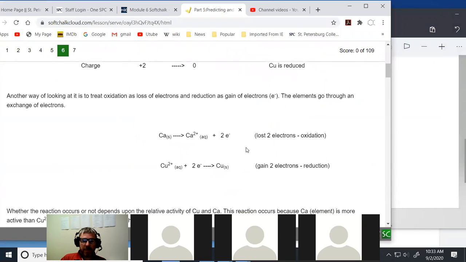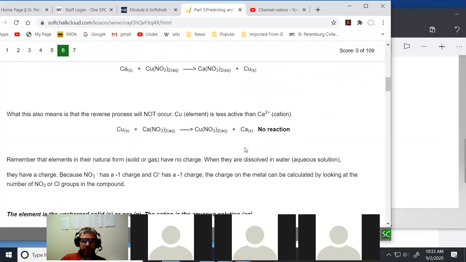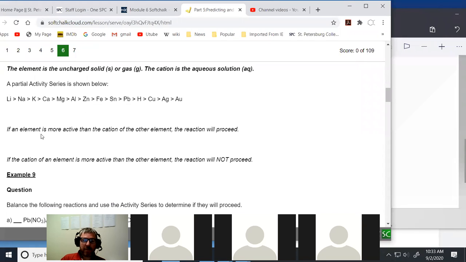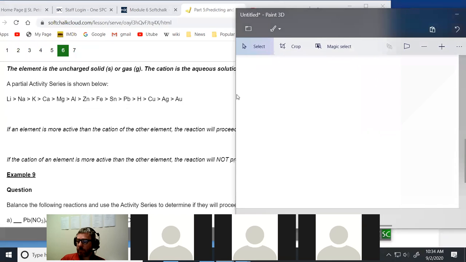All right, single displacement reactions. For this one, you might remember this partial activity series. You're not going to need this for the test because the question I'm asking isn't depending on this. It's more depending on these 2 statements here. And that is, if an element is more active than the cation of another element, then the reaction will proceed.